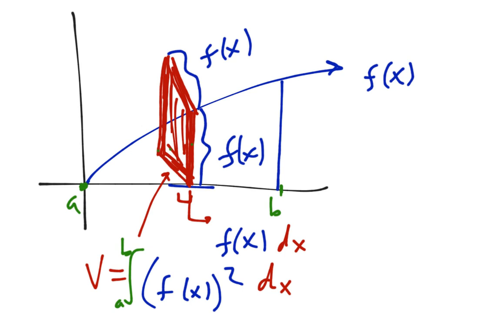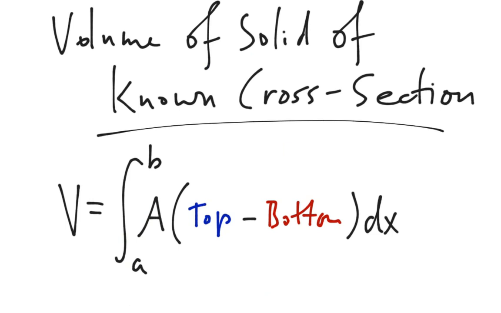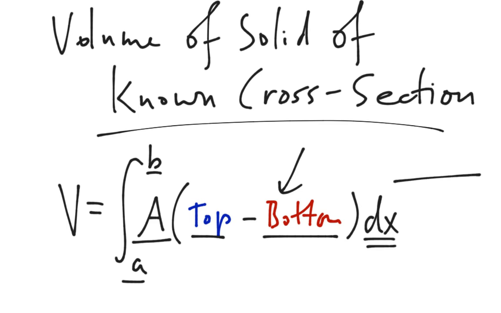So this is an example where the cross sections are squares. In general, here's the formula. The formula for the volume of a solid of a known cross section is V equals the integral from a to b of A of top function minus bottom function, we'll talk about this in a second, dx. Also, this is for a dx integration, which the way you'll know it's a dx integration is that the cross sections are perpendicular to the x-axis, and it will specify that.